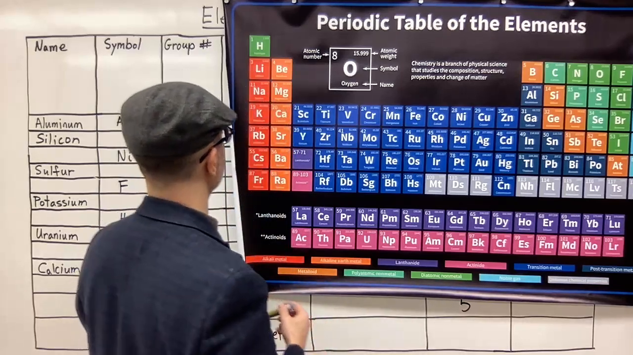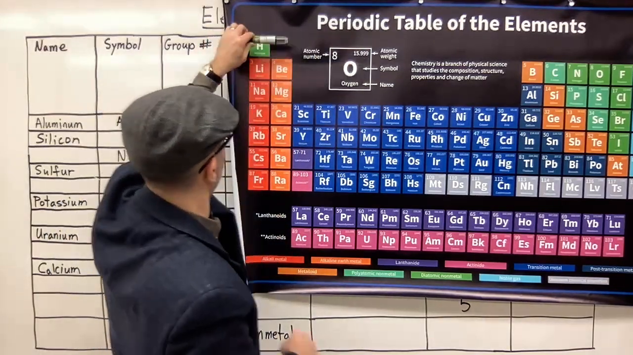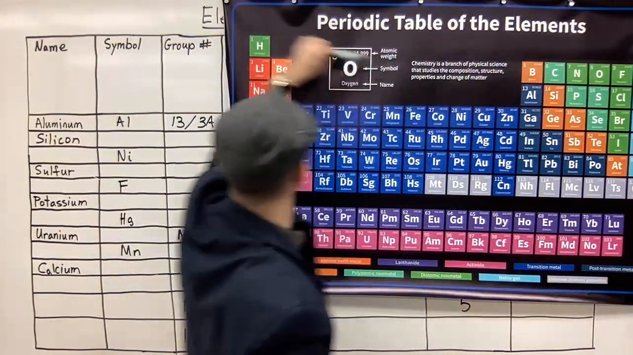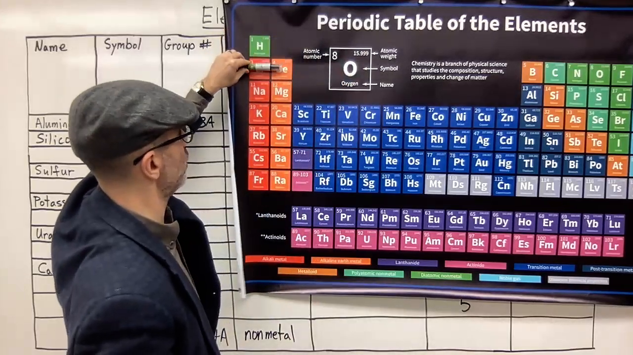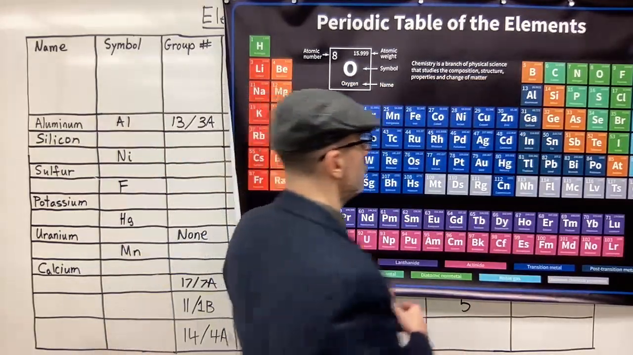the A and B groups. For the period, again, the periods are going to be rows. So we want to count the number of periods. So this is period 1, period 2, period 3. So aluminum is in period 3.